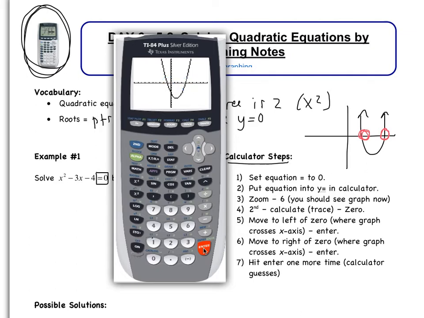Okay, so in order to find those solutions, hit second, calc, and you're going to go down to 0. Now I'm going to tell you that on your note sheet, this says intersect, not 0. So make sure you cross it out and write 0, not intersect. So second, 0. And then hit enter.